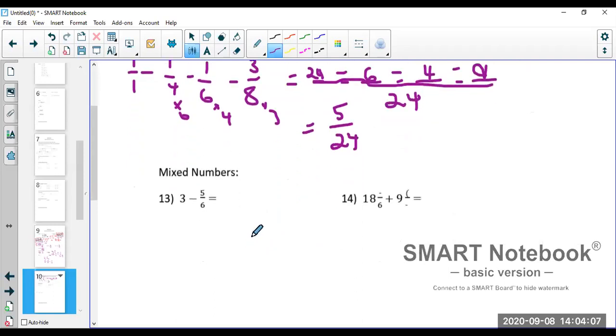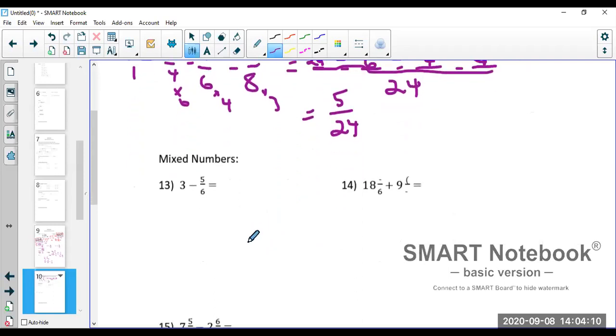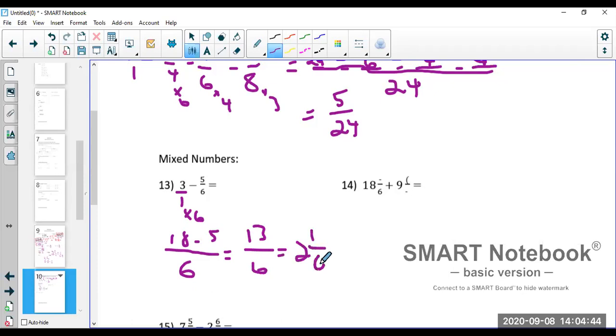All right, a couple more examples, and then we'll get going here. Mixed numbers, 3 minus 5/6. Well, this becomes 3/1. If we're going to minus 5/6, we have to go common denominators. We have to times that by 6. And we get 18 minus 5 all over 6. And we get 13/6, which is going to equal 2 1/6.